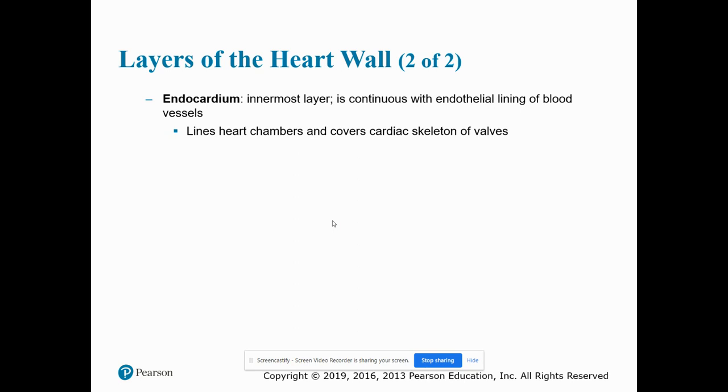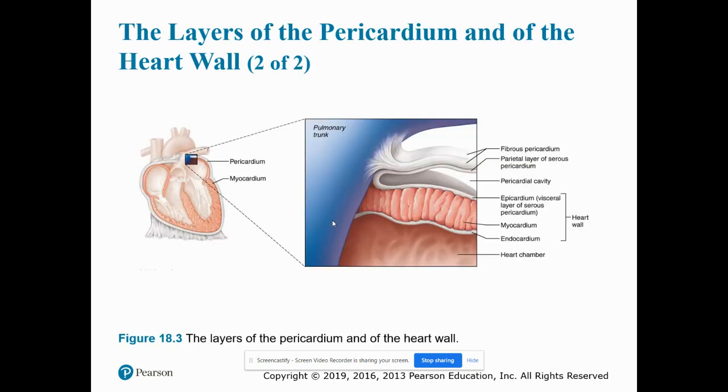And then we have the endocardium. This is the innermost layer. It is continuous with the endothelial lining of blood vessels, and it lines the heart chambers and covers the cardiac skeleton of valves. And this is just showing the different layers again. So we have the epicardium on the outside. Remember, epi means above. Then the myocardium, the middle, the actual muscle. And then the endocardium, which lines the inside of the heart.